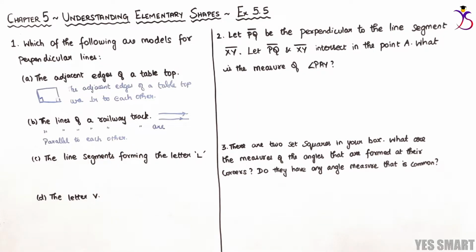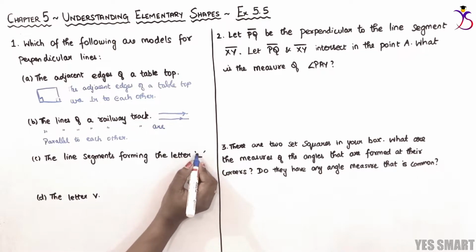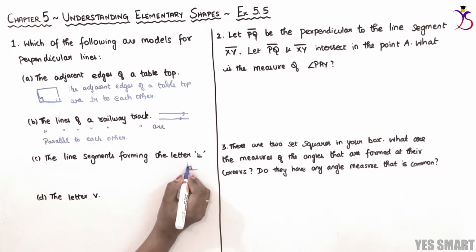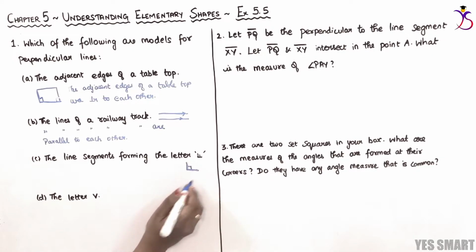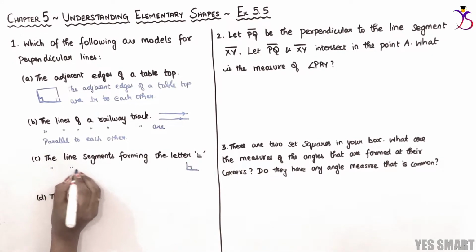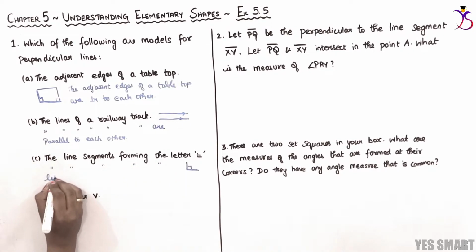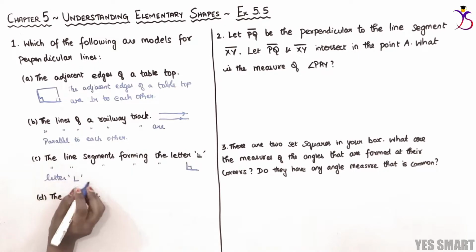Now, subdivision C, the line segments forming the letter L. In this letter L, we have 90 degrees here because these two lines meet each other at 90 degrees. Hence, they are perpendicular. Therefore, the line segments forming the letter L are perpendicular to each other.